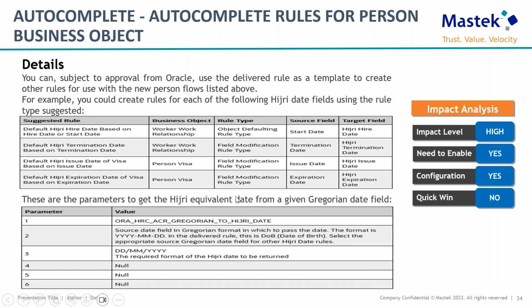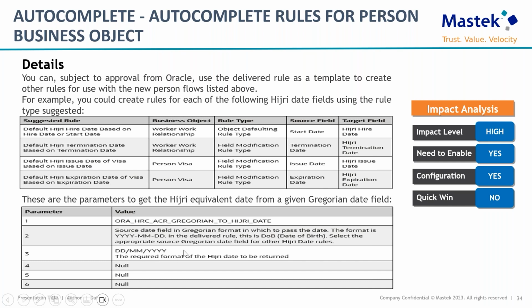So we have another feature in the autocomplete rule for person business object. Same rule, subject to approvals from Oracle, you can use the delivered rule as a template to create other rules. The same rule which I have seen for Saudi legislation can be used for other rules for use with the new person flows listed above. So it can be used for defaulting the Hijri date of birth, Hijri hire date, and termination date, visa issue date, and visa expiration date.